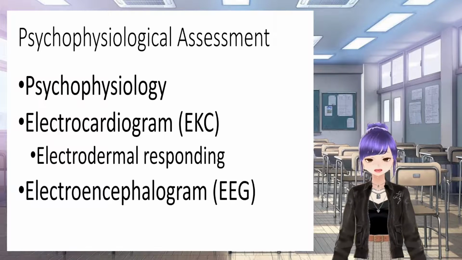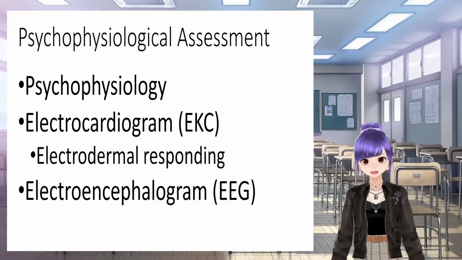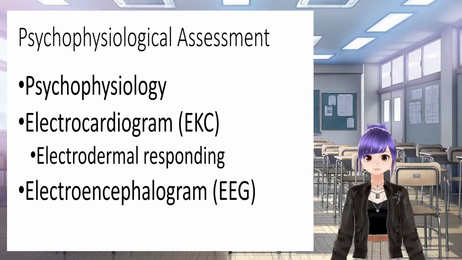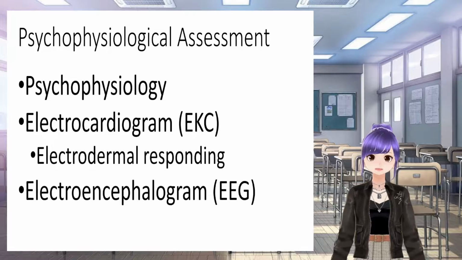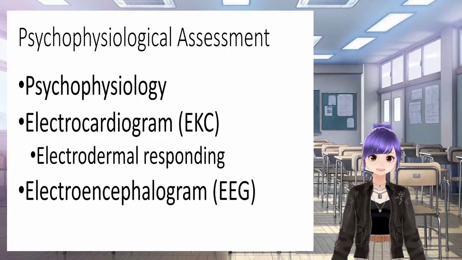The neurobiological assessment is more focused on brain imaging. The neuropsychological assessment is more focused on the relationship between your brain and your sensory motor skills. The psychophysiological assessment measures different electrical activities inside your body. For example, the EKG and the EEG measure the heart's and the brain's electrical activity in your body.